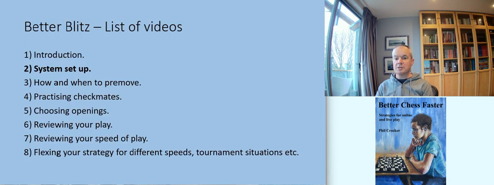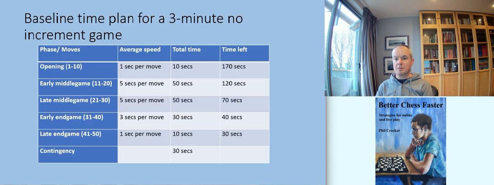If you recall, we had 8 videos we're going to work through. Last time we looked at the introduction. This time we're going to look at system setup. And as a recap, we were particularly looking as an example at a 3-minute with no increment game and saying that you really need to try and play as quickly as possible in the opening, slow down a little bit in the middle game for tough decisions, and then speed up greatly in the end game.